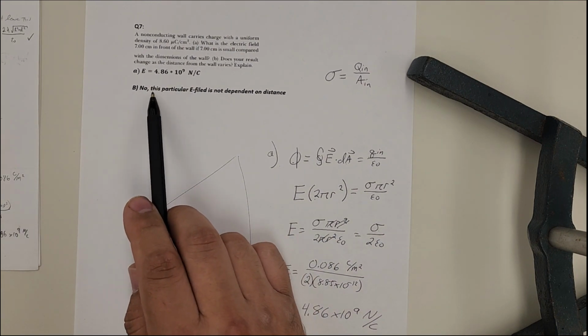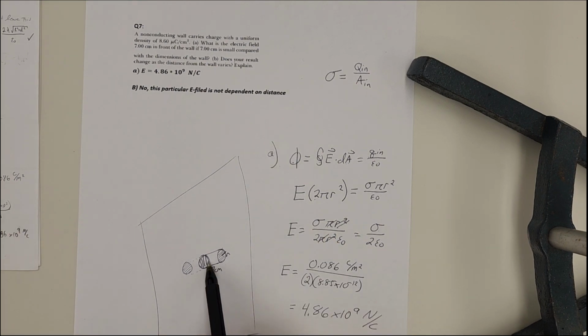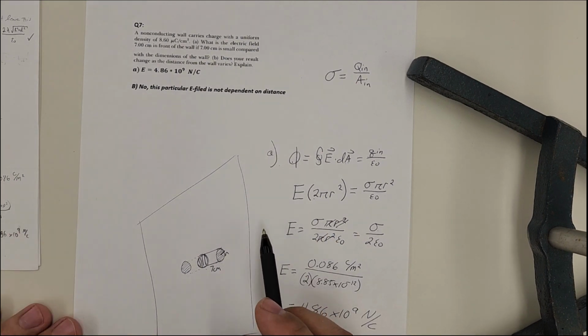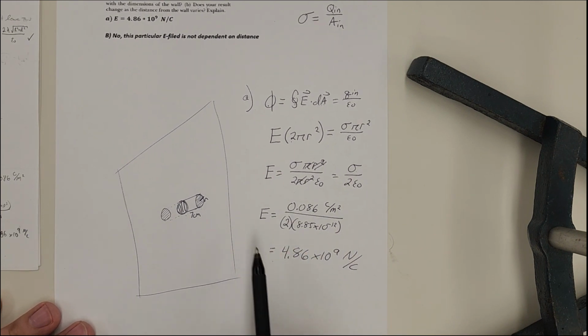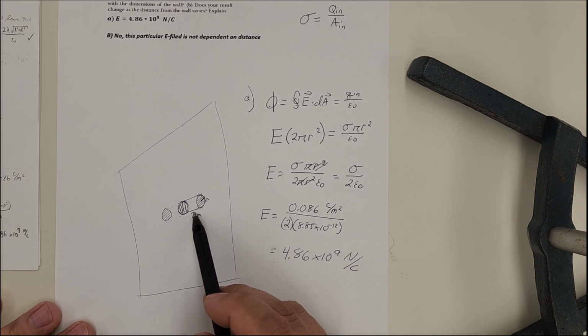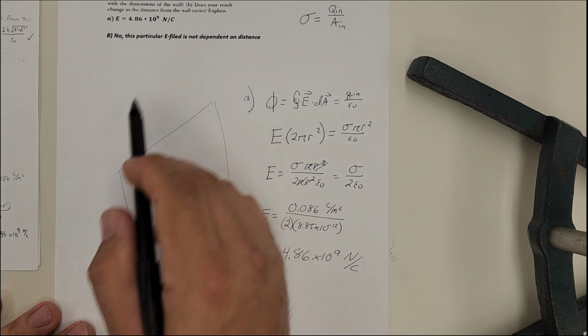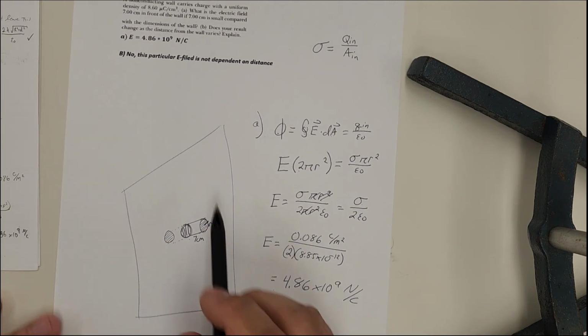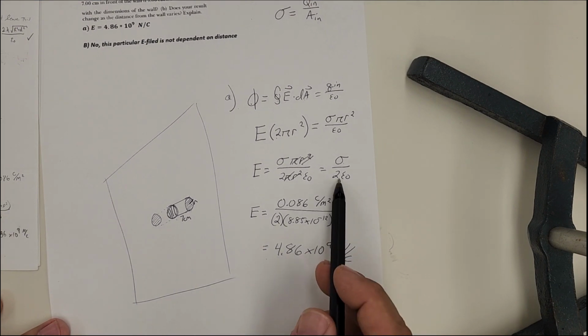So no, this particular E field is not dependent on any distance. You can go closer to the wall, you can go farther from the wall, and the electric field remains the same, as long as the distance that you're looking at is small compared to the entire area of the wall. So B says no, it is not dependent on distance at all because it wasn't in our equation at all.